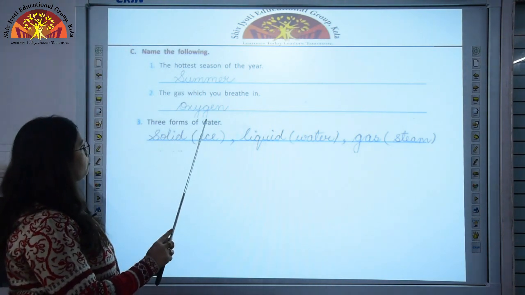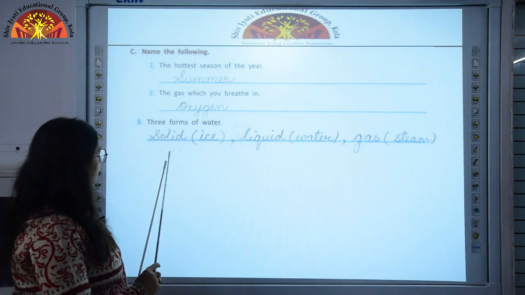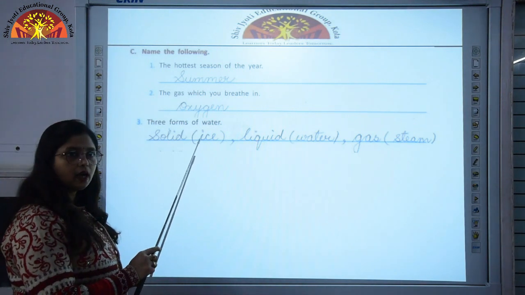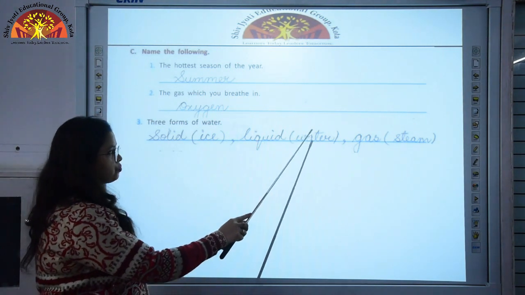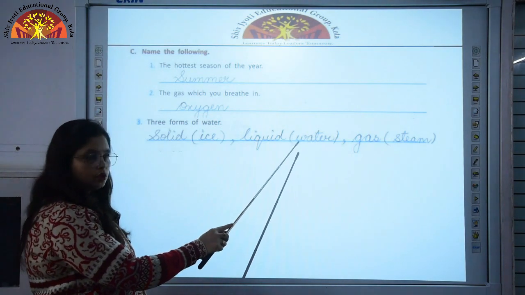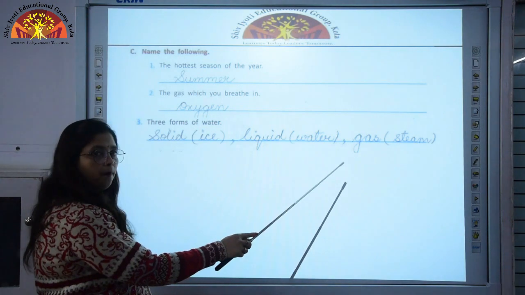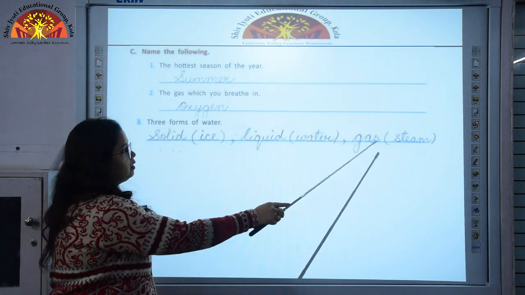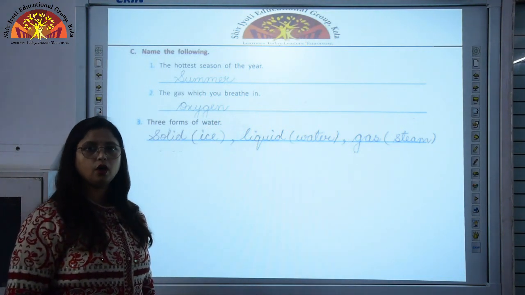3 forms of water. So children, 3 forms of water are solid. In solid form it occurs as ice. So we will write ice in bracket. Then liquid. In liquid form it occurs as drinking water. So we will write water over here. And the third form is gas. And in gaseous form it occurs as steam or water vapor. So we will write steam in the bracket. So this way you have to complete your book work.